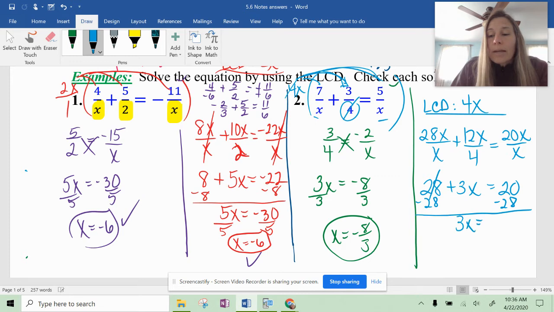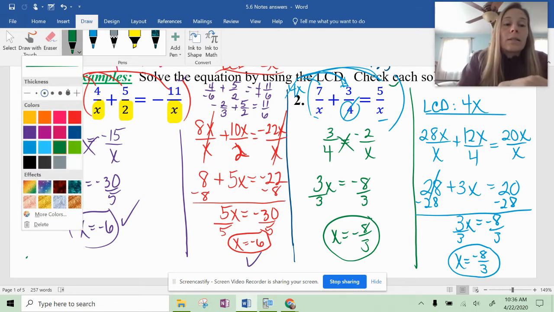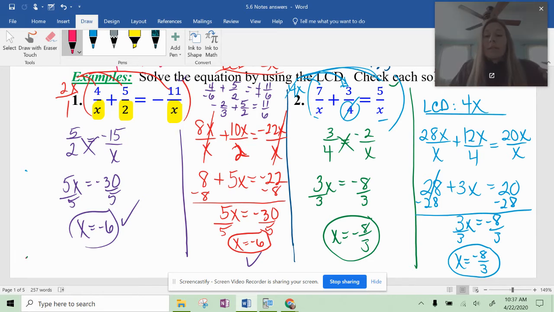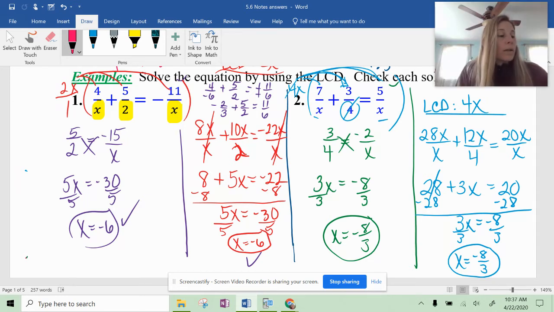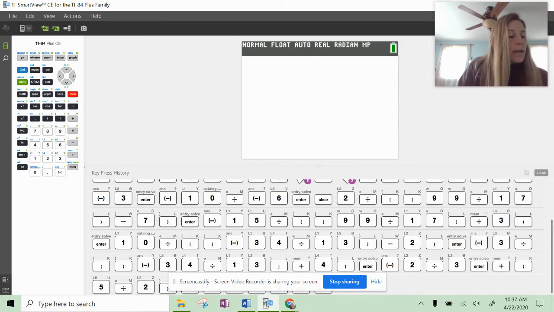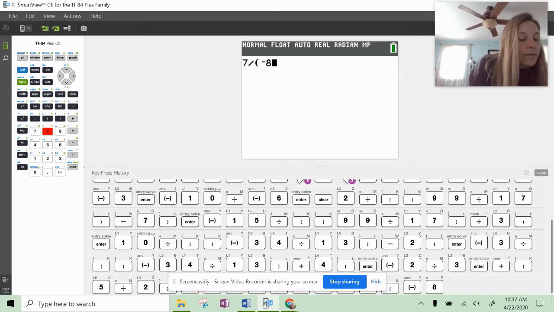So we have 3x equals -8, divide by 3, and of course we get the same answer doing it this way, -8/3. And then if we want to plug that in and check it to make sure that it's not extraneous, if I plug it into the original one here, I'm going to have 7 over x, and we know that our x is currently -8/3.